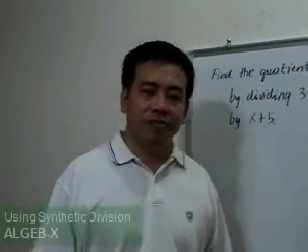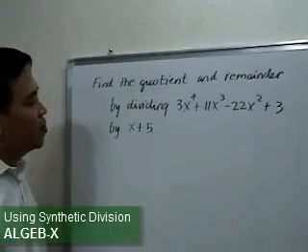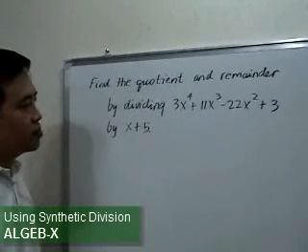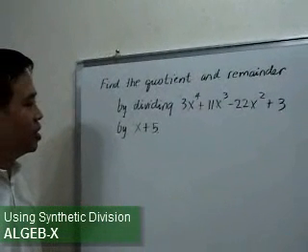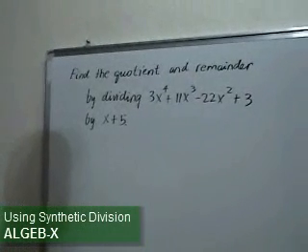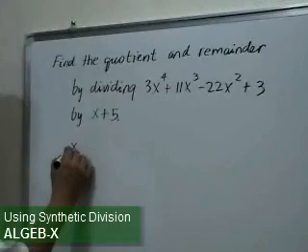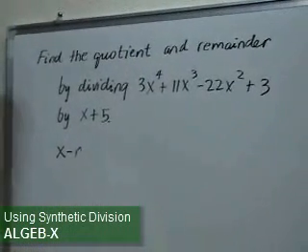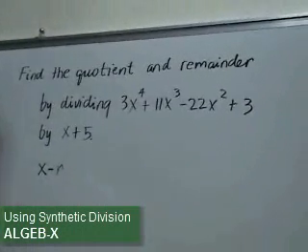In this problem, we're asked to find the quotient and remainder by dividing 3x to the 4th plus 11x cubed minus 22x squared plus 3 by x plus 5. Since the divisor is of the form x minus r, we can use synthetic division to perform the operation.